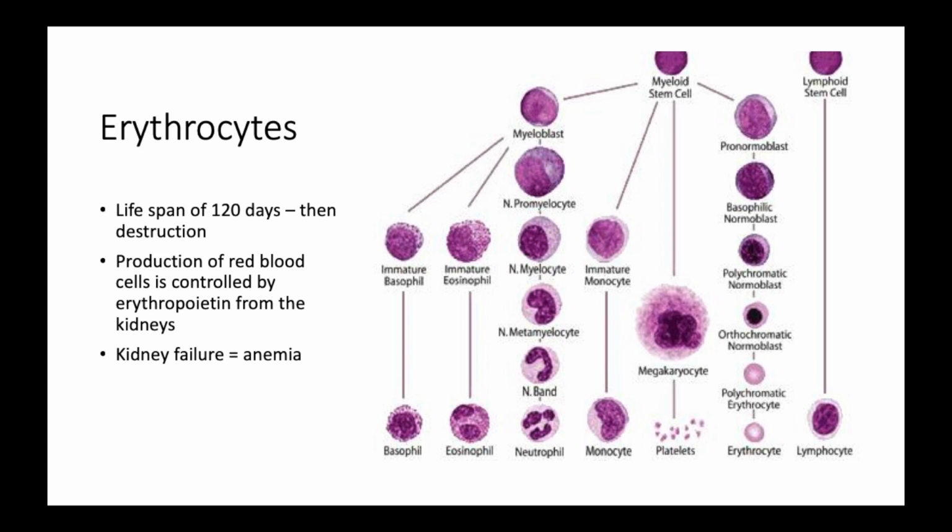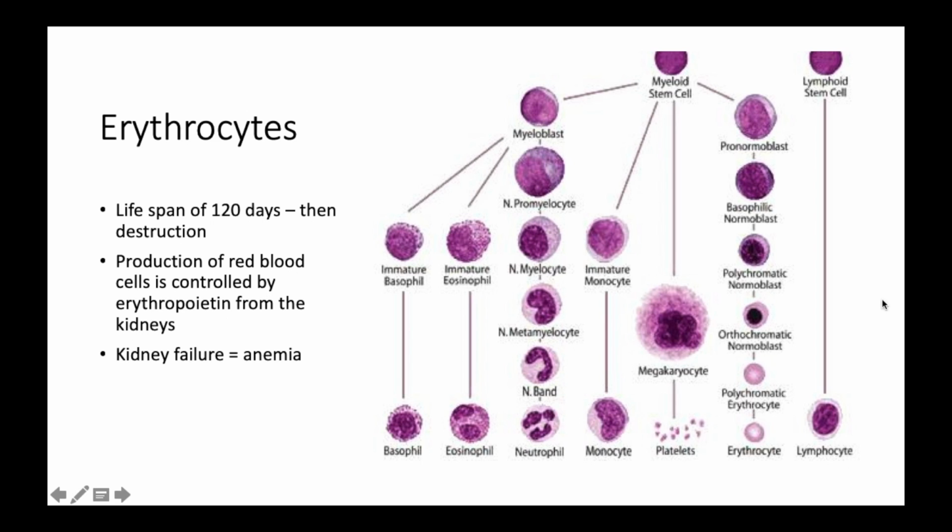Production of red blood cells is controlled by erythropoietin, which is produced in the kidneys. Animals that have short-term acute kidney failure or long-term chronic kidney failure will, over time, become anemic. They will have fewer red blood cells produced because when their kidneys are not functioning, they're not producing enough erythropoietin to carry on the development.